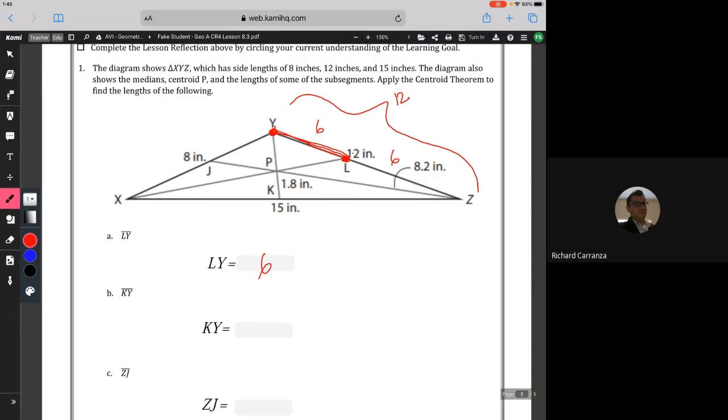For part B, you're trying to find KY. So you're trying to find this whole thing right here. Now look, this little part right here is 1.8. I multiply it by 2 so I could find this other part on top. So 1.8 times 2 would give me 3.6. To find KY, I have to add those two. KY is the whole length, the whole segment. So that's going to be 3.6 plus 1.8, and that's going to be 5.4.